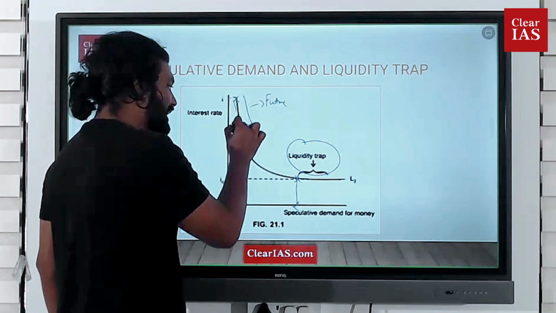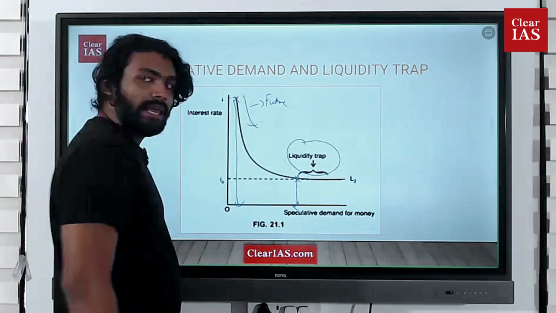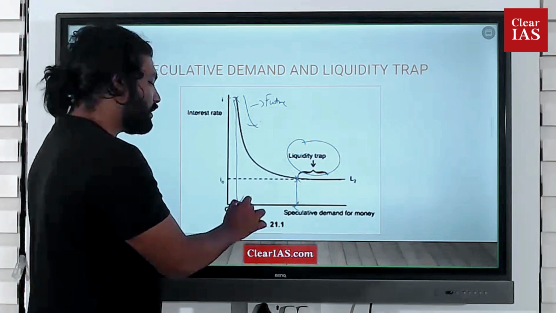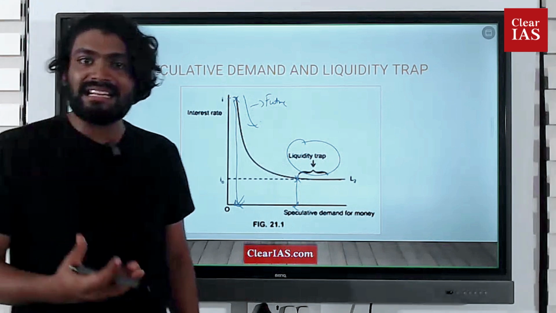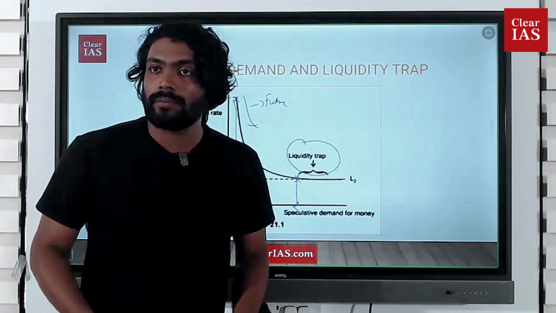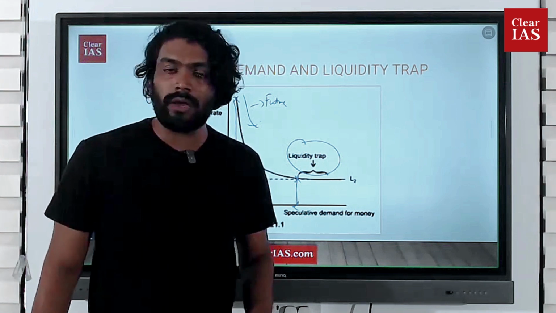So instead of investing in the bank, he or she will be investing in the bond. That is, speculative demand is very low. The tendency to hold money in cash is actually very, very low. Are you getting the point? Okay.